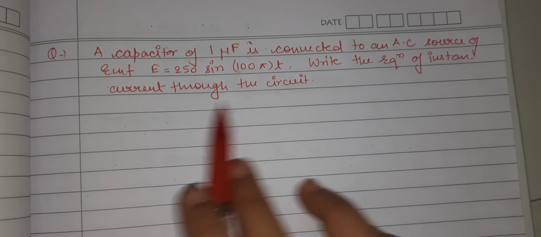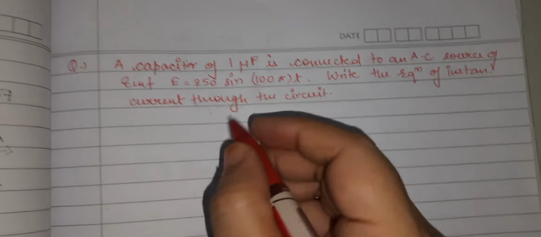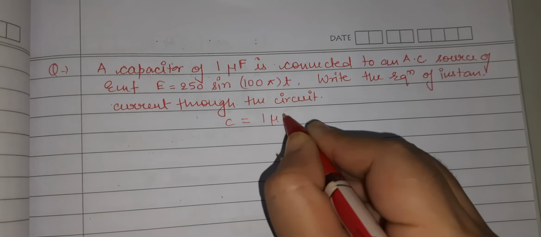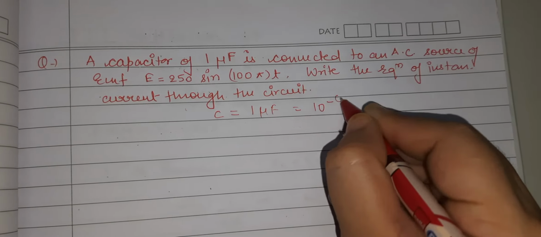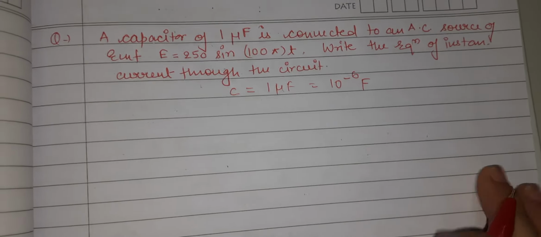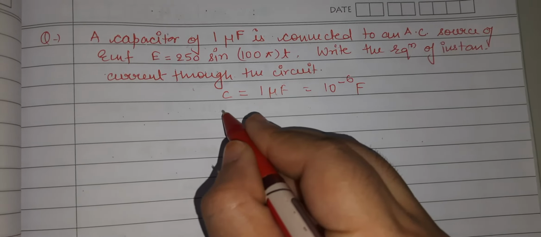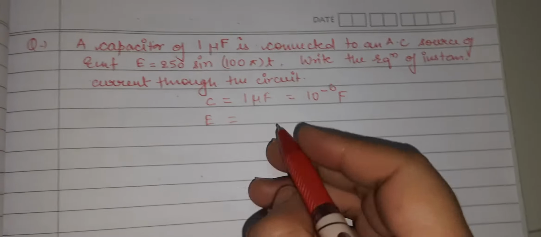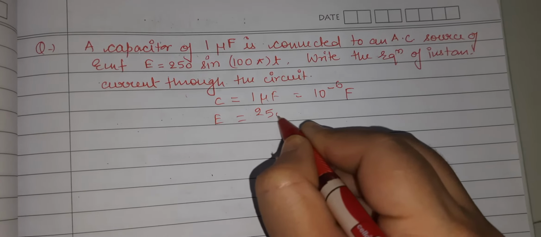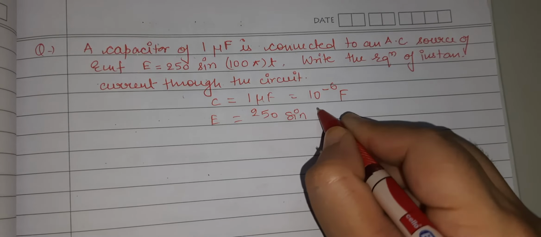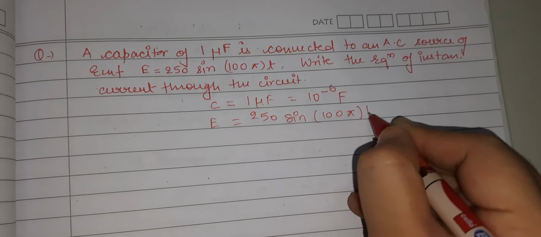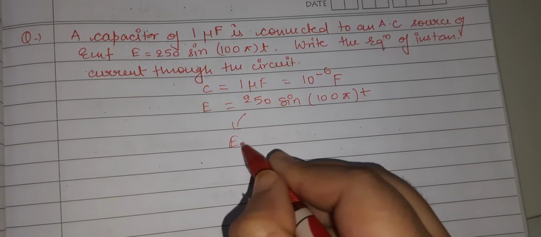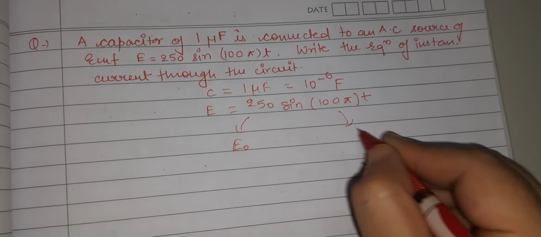I guess this question is not that hard, but first we have to write what is given. Capacitor value is given as 1 microfarad. Microfarad means 10 to the power minus 6, so I can write 10 to the power minus 6 farad. The equation of EMF is given as E equals 250 sin 100 pi t. Here 250 resembles the E naught value and 100 pi resembles the omega value.